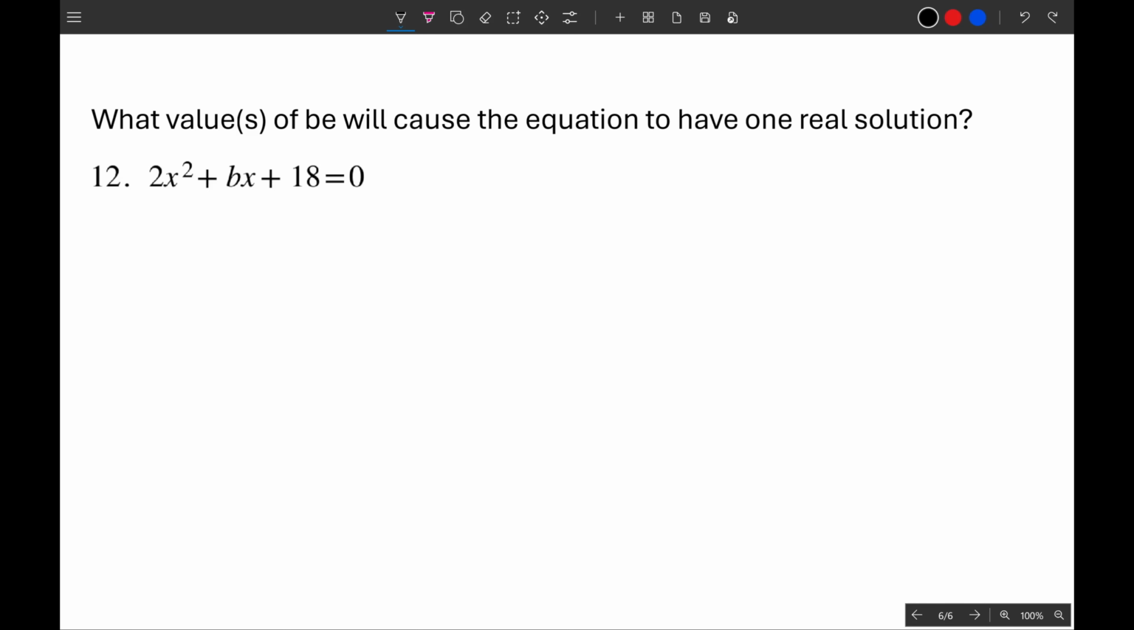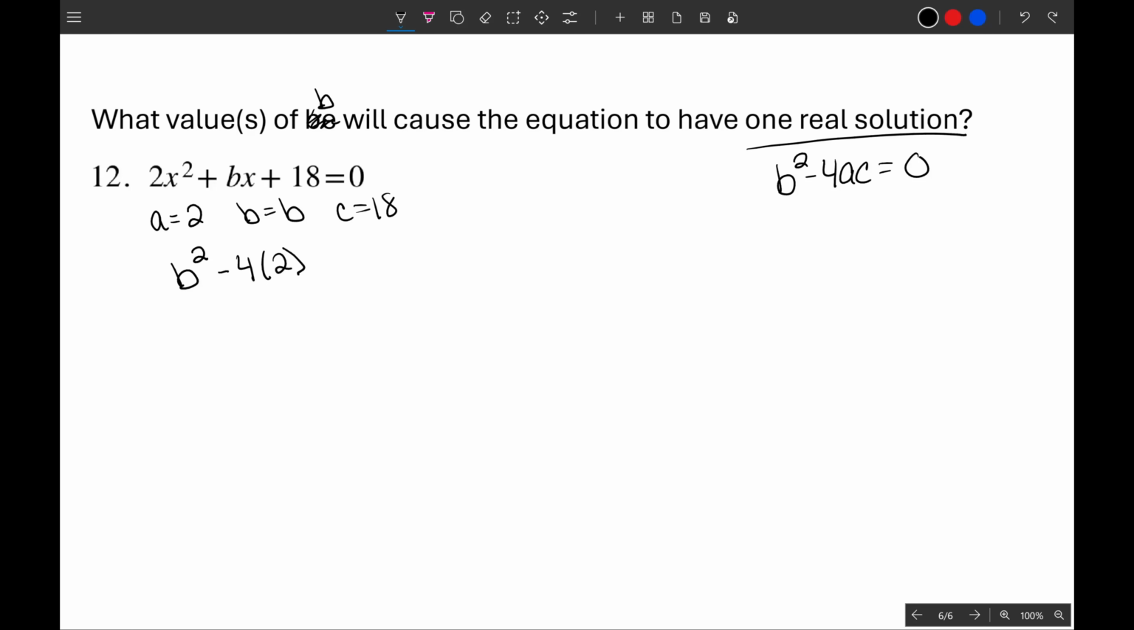All right, what values of b, variable b, will cause the equation to have one real solution? Well, I know for it to have one real solution, my discriminant has to be equal to 0. So let's start there. We have a is 2, b is just b, and c is 18. So I know that I have b squared minus 4 times a, which is 2, times 18, and I want that to equal 0. I'm just trying to figure out what b could be to make this equal to 0.